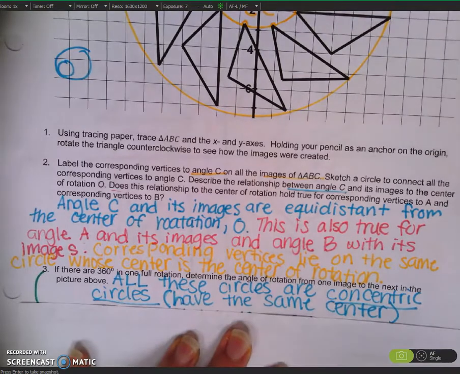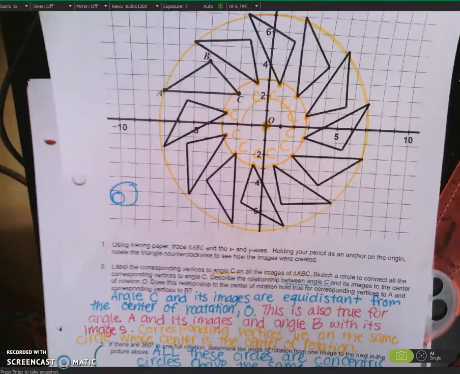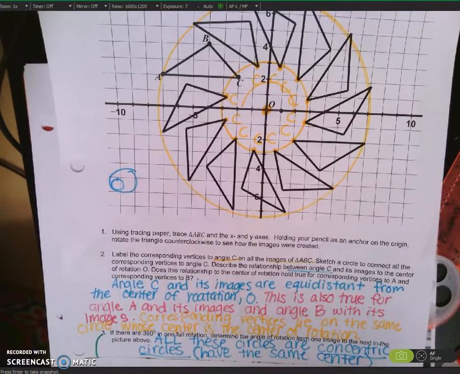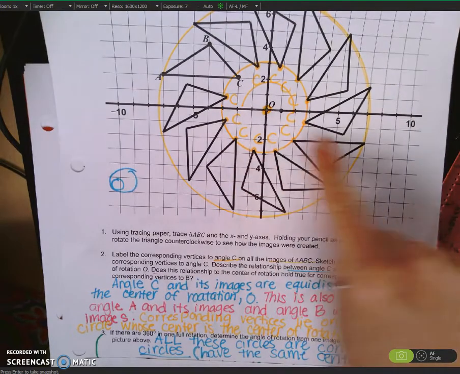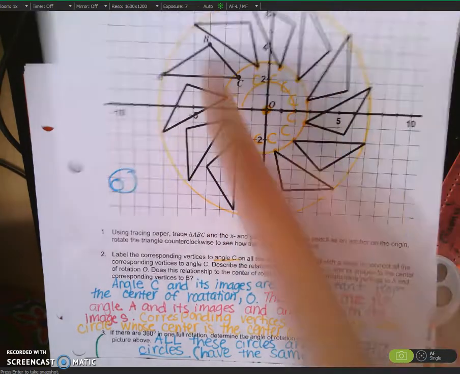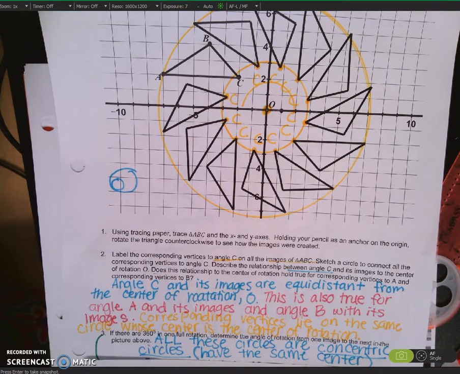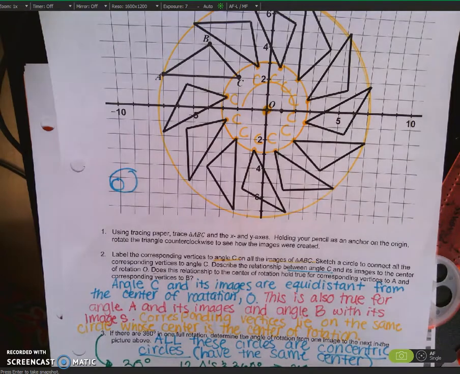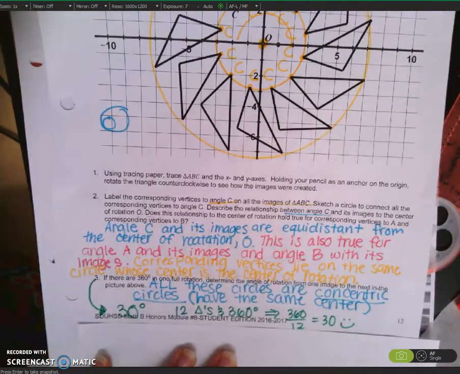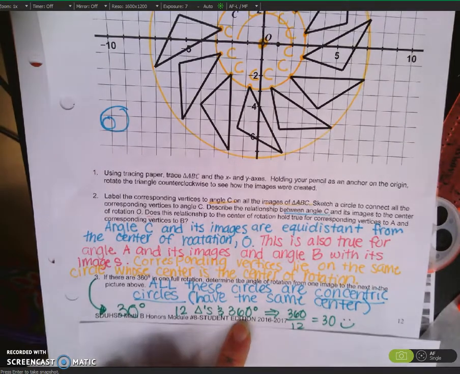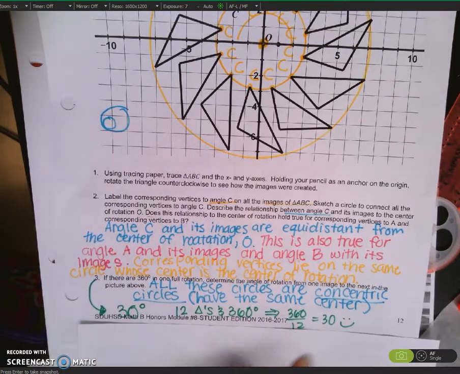So taking a look back at our rotations, if a full circle has 360 degrees, how many degrees is each one of these rotations? Give you a moment to think about it. How many degrees is just one of these rotations from one figure to the next? That's right, it's 30 degrees. We have 12 triangles and 360 degrees in a circle, and 360 divided by 12 is 30. 30 degrees each. Let's turn the page.